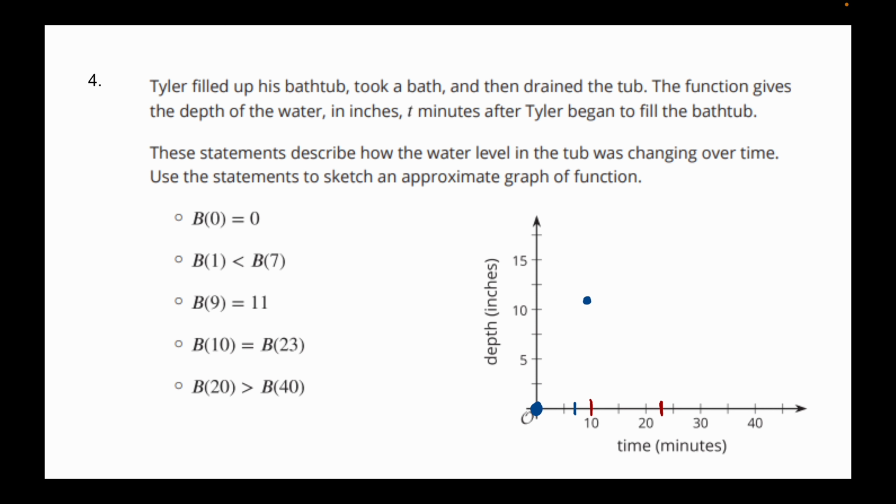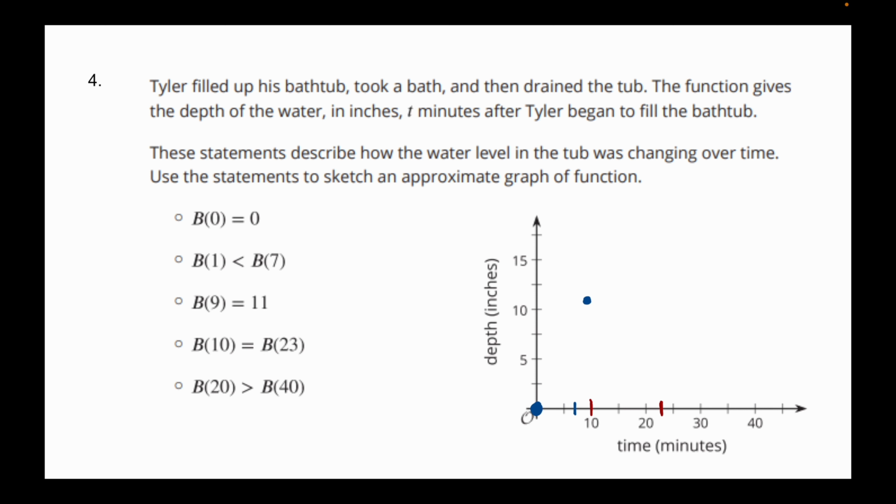And then at the very end, I have that B of 20 is greater than B of 40. So that means the bath water level at 20 minutes is higher than it is at 40 minutes. So we know by 40 minutes, he should have started draining his bath, and it would have decreased between those times. So I can start sort of sketching a graph here.